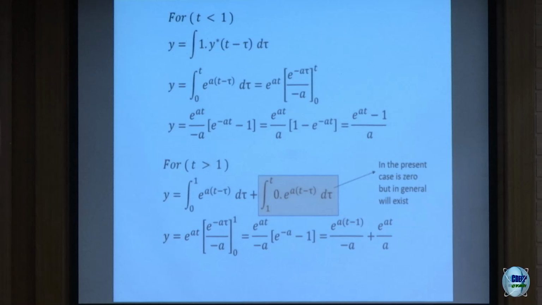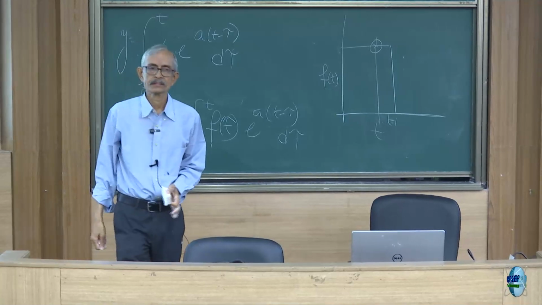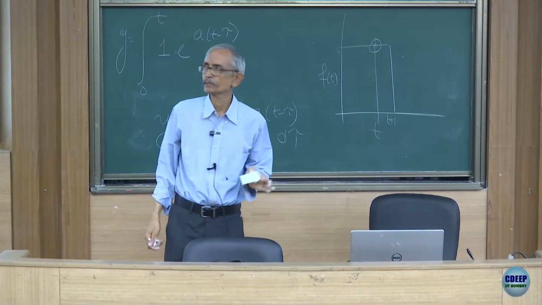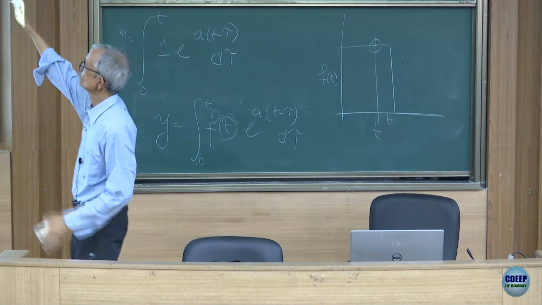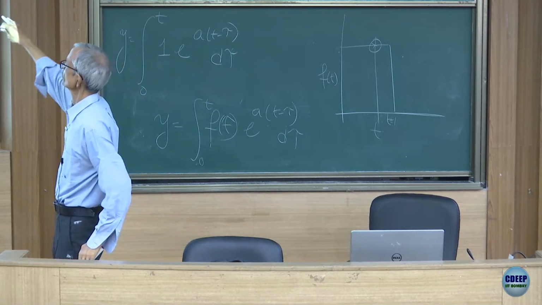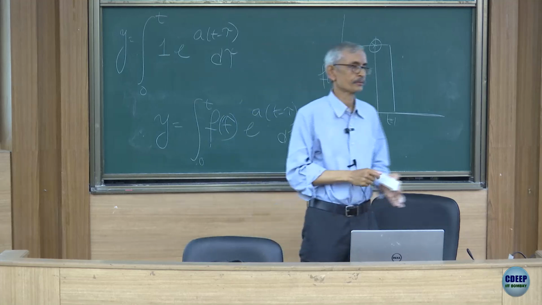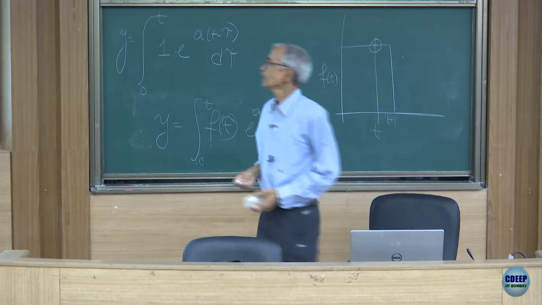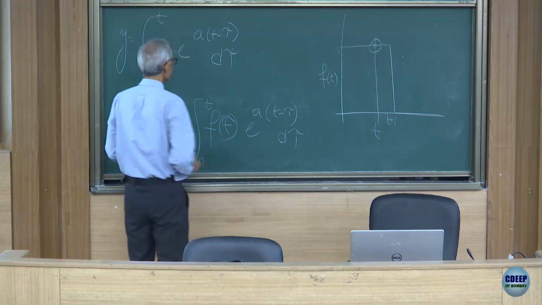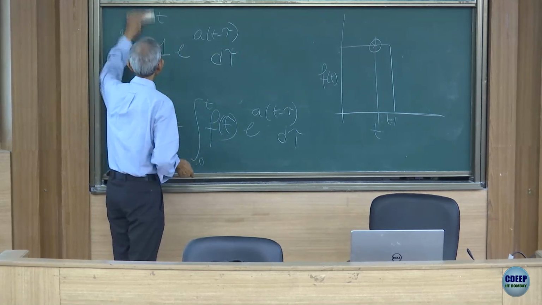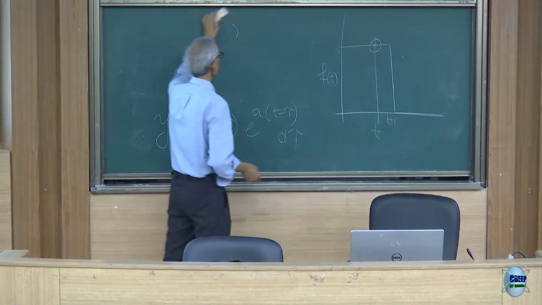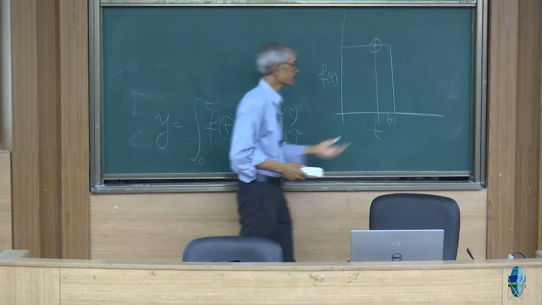You can do the algebra now. It's a straightforward integration, and you finally come up to the solution. That's not difficult to do. All right, now suppose t is greater than 1. Now this is when t is less than 1. What happens when t is greater than 1?